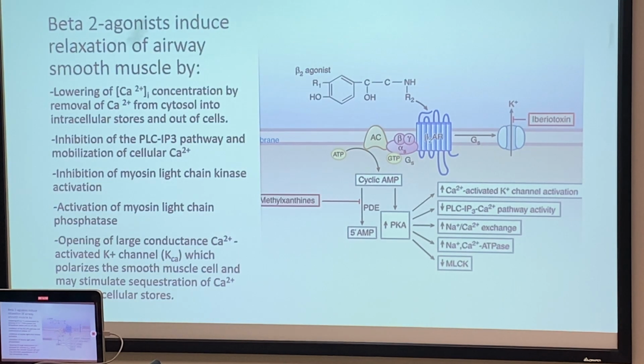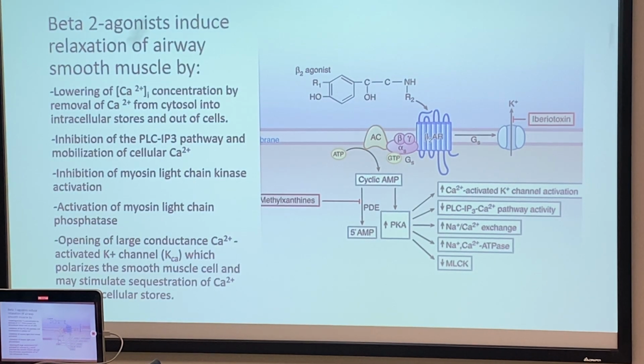So cyclic AMP increase will increase the PKA, and the increased PKA will be activating the calcium activated potassium channels. It will decrease PLC IP3 calcium pathway activity. It will increase sodium calcium exchange. Also it increases sodium calcium ATPase. So these are the four pathway signals which are relevant for your study, how these beta adrenergic agonists increase vasodilation or bronchial dilation.